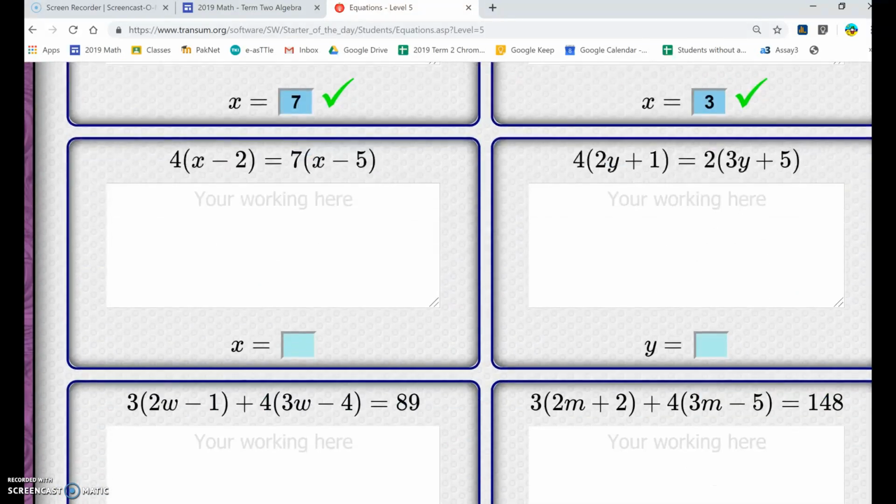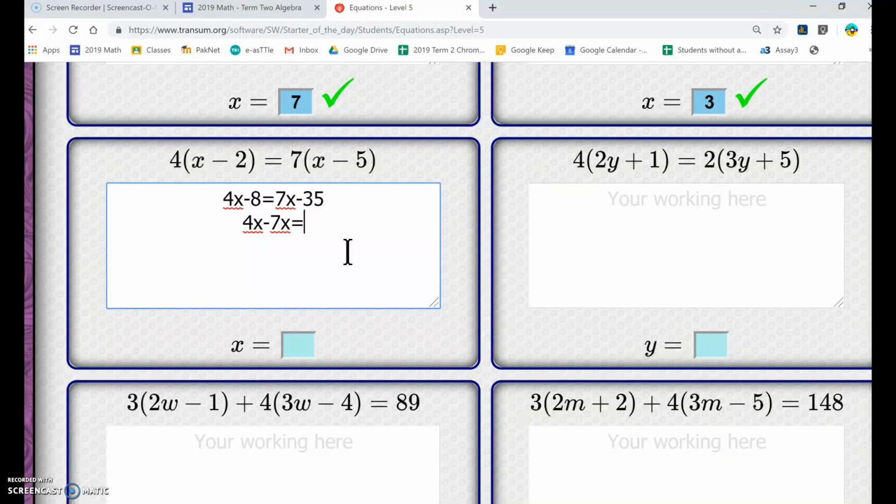Here we go. So here we can see nothing easy to divide, so we're just going to expand both sides. 4x minus 8 equals 7x minus 35. Getting the x's on the left-hand side, 4x minus 7x equals, numbers on the right-hand side, minus 35 plus 8. So the plus 7x became minus 7x on the other side, and the minus 8 became plus 8 on the other side.